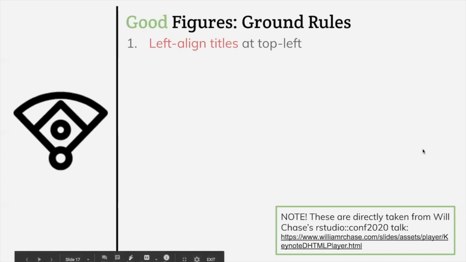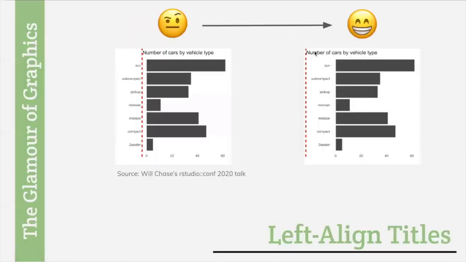So if you left align titles, what this means is, on this right-hand side, you put your titles all the way to the left. This has been demonstrated through studies to be where our eyes go first. So we make it easier on viewers. We left align our titles on the plot. So on these, the left is going to be the less than ideal and the right will be the more ideal.